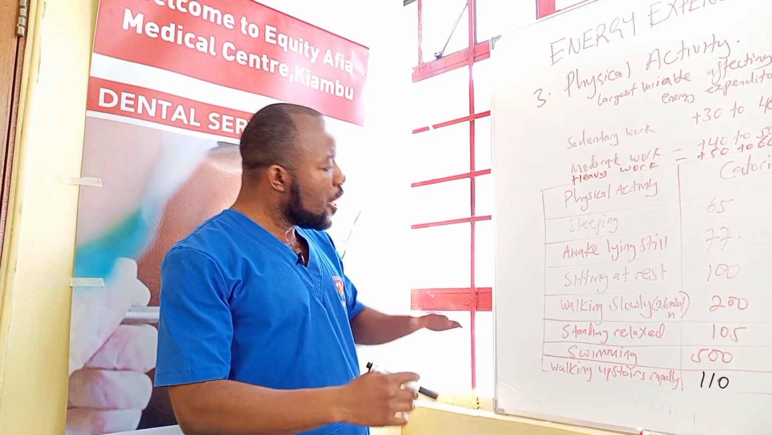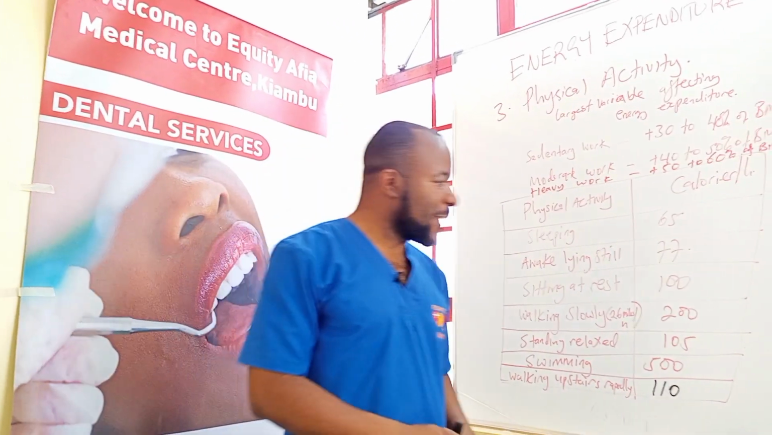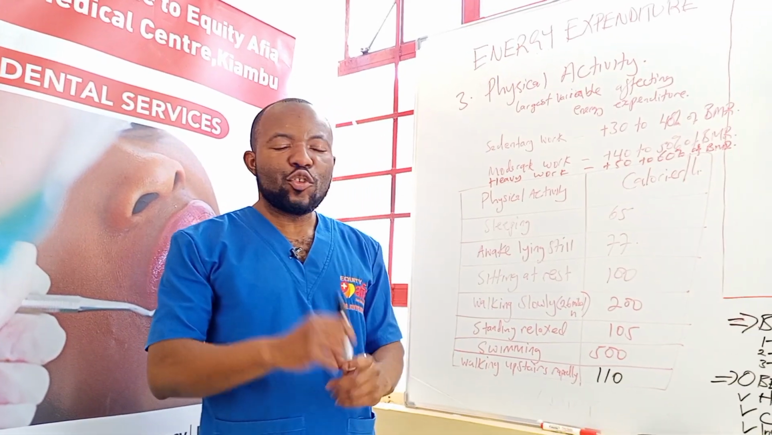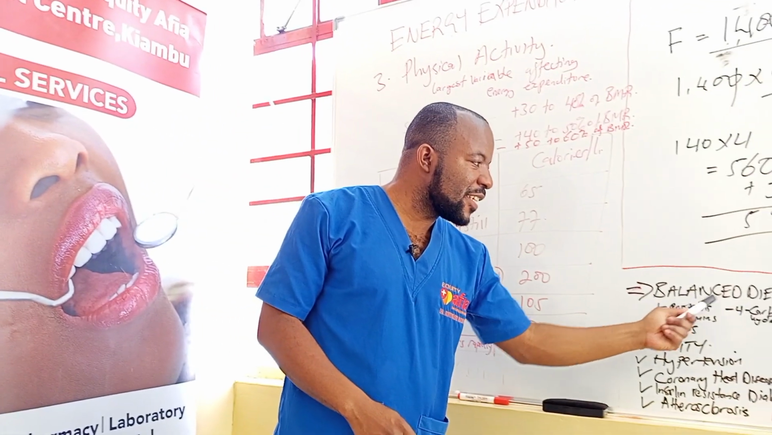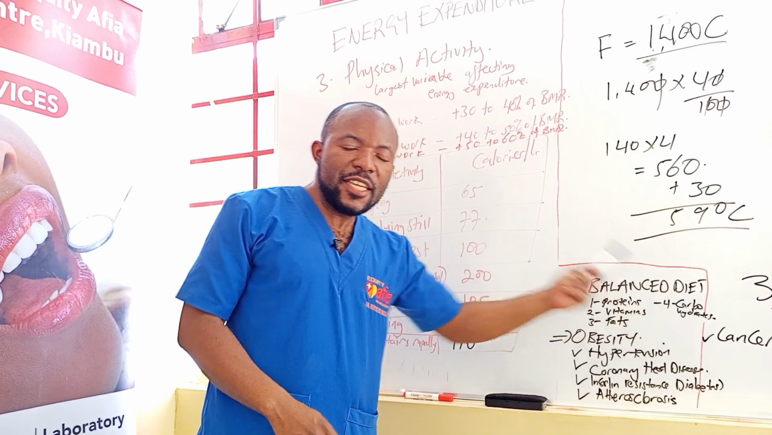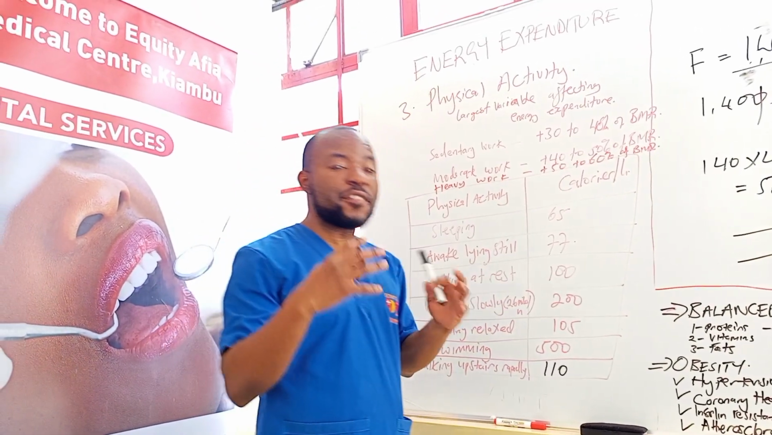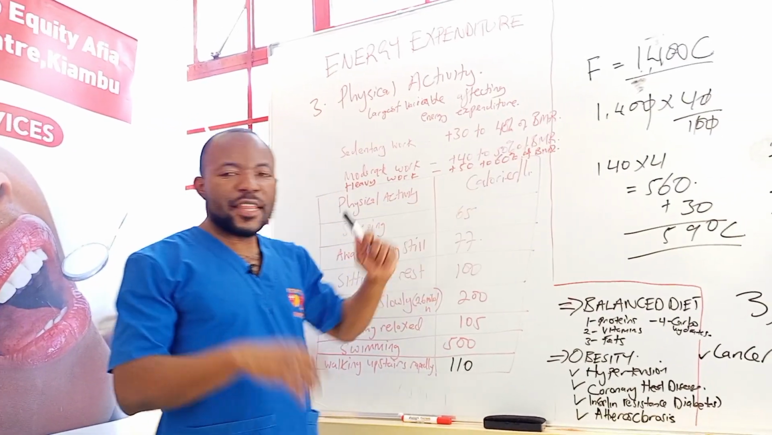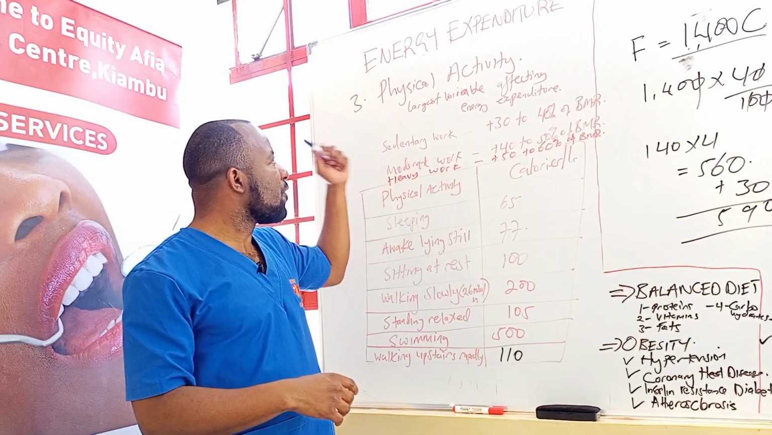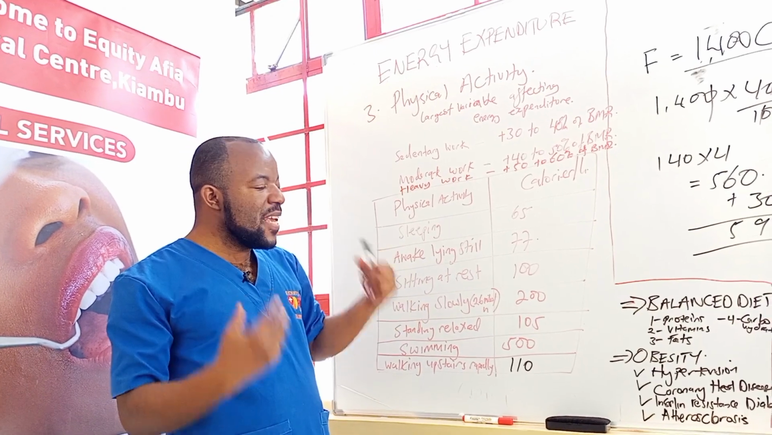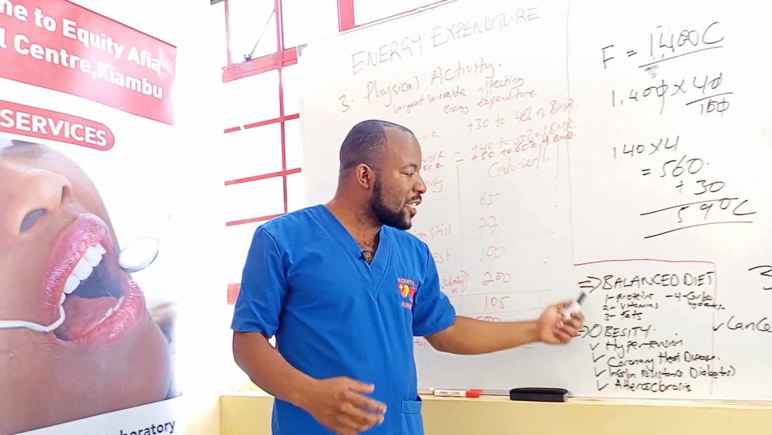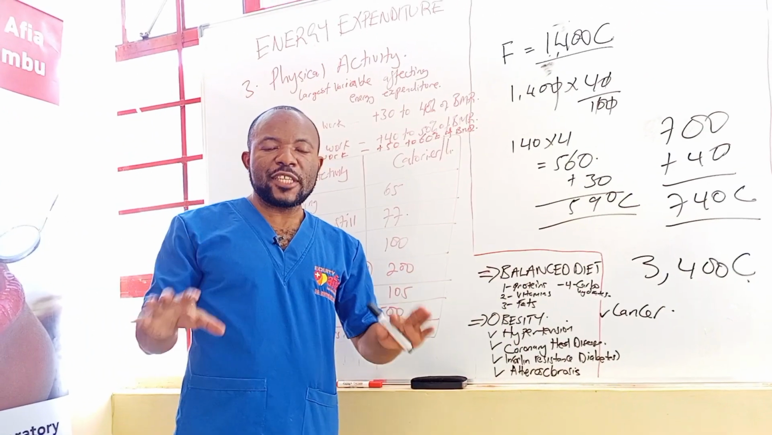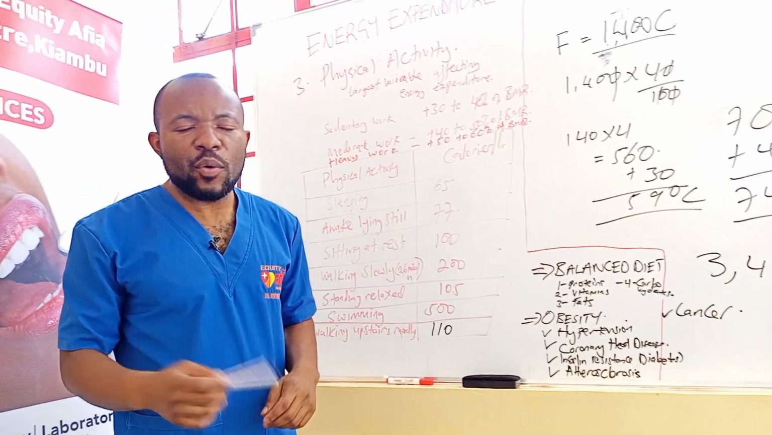So, at the end of all this, we are saying that you need to learn to take a balanced diet. These three energy expenditures we have seen, the basal metabolic rate, the thermogenic effect, and physical activity, mean that you will need to eat a balanced diet to stay healthy. Now, in summary, what is a balanced diet?